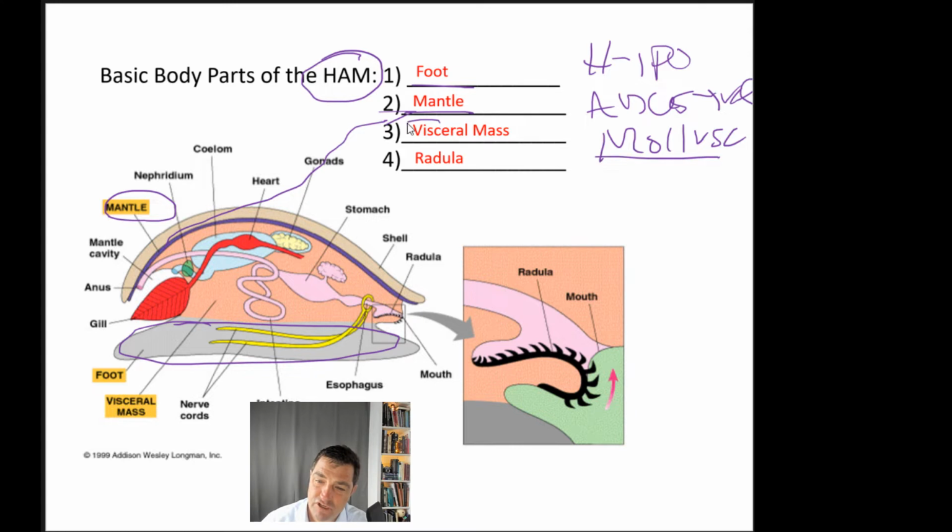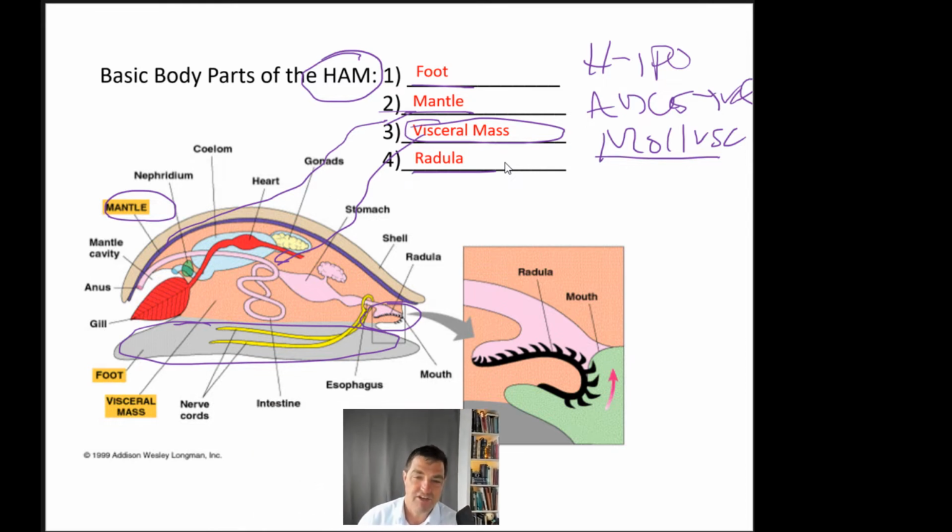Then you have what's called the visceral mass, which is the space in the middle where all the organs are at, and all the tissue and things of that sort, like the kidney and the heart and the stomach and all those, and those are usually underneath the mantle. And then wherever the mouth is at, there is this structure that's attached to muscles, and that's the radula. And depending on the animal, they use the radula in different ways, but they push the radula out often and scrape algae off rocks and things of that sort.